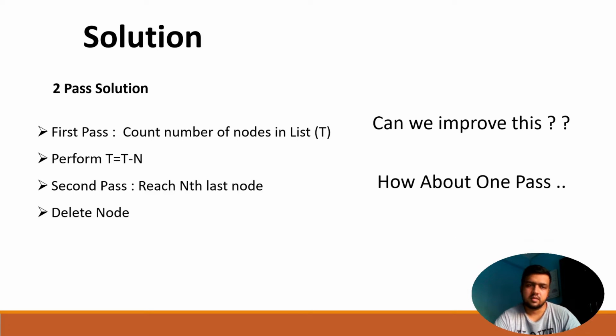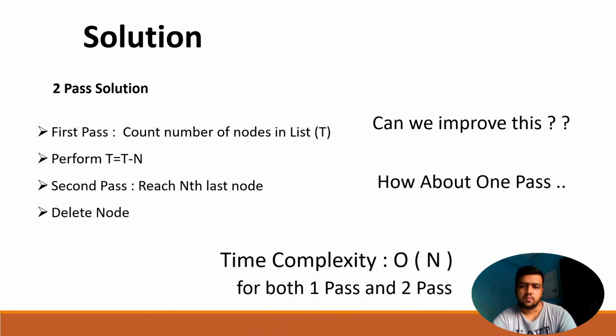This is fine, this is also order of n, but how can we improve this code? Let's say I just want to do it in one pass. In order to do it in one pass, I will propose a solution in the next slide. By the way, both of the codes are of order of n complexity, so any one is fine, but if we want more efficiency, then we have to use the one-pass solution.